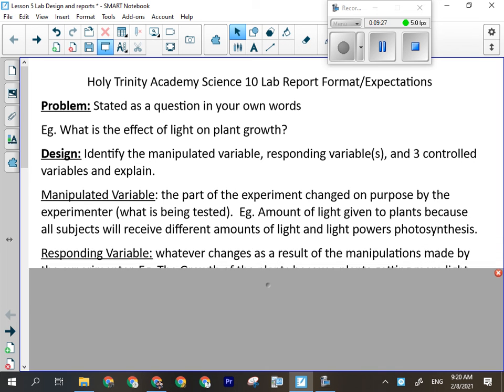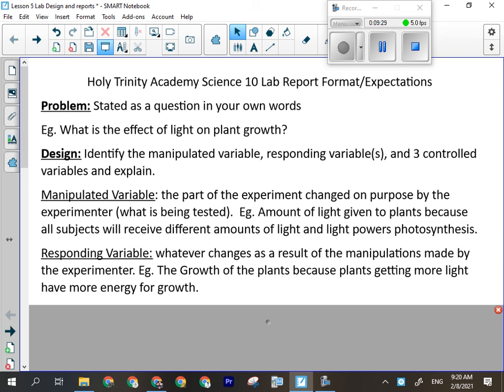All right, then for our responding variable, we talked about that already. Whatever changes as a result of the manipulations made by the experimenter. So for this one, the growth of the plants, because getting more light will have more energy for growth. And then I would probably also write in there how I was going to measure that. Probably taking the mass of the plant each week to see how much of it grew rather than try to measure it, because all plants are going to grow a little bit differently.